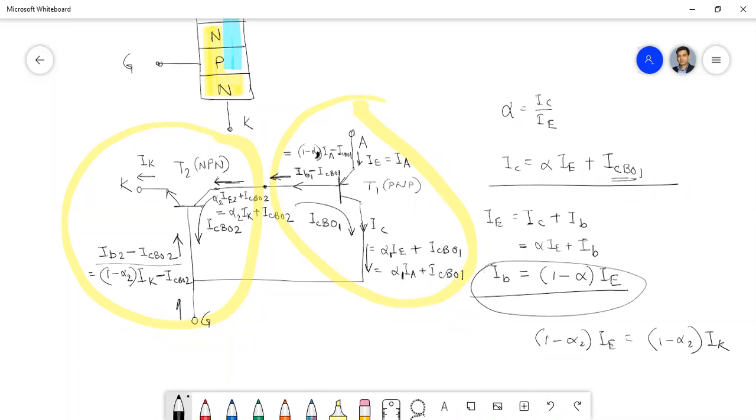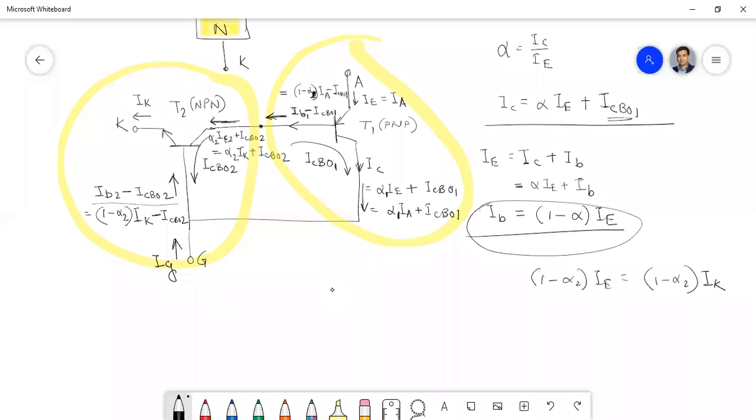Now here we'll see the gate current of the main thyristor. So here you have the IG. So these are the different components of current. Now we'll try to write a few equations on this. First equation, you see, if we apply KCL at this point, which point I am encircling.